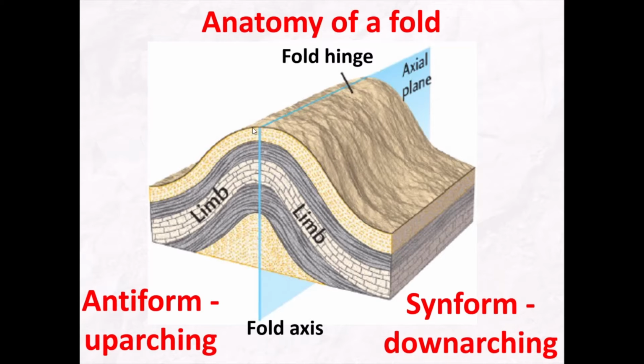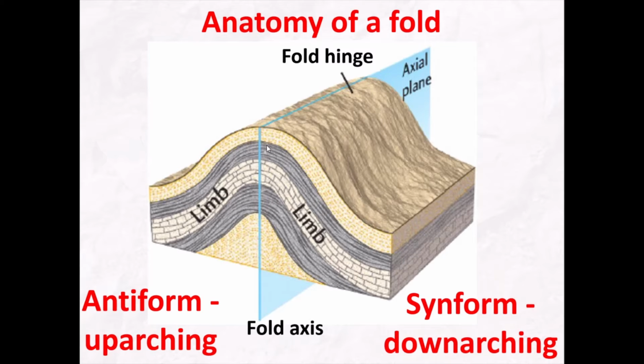And when we look at that plane of symmetry, that fold axial plane, in cross section, perpendicular to the strike of the axial plane, then we see the fold axis. So we have a fold axis, which is what we see in cross section. We see a fold hinge, which is something that we might see in map view, and then the axial plane connects the fold axis and the fold hinge in 3 dimensions.